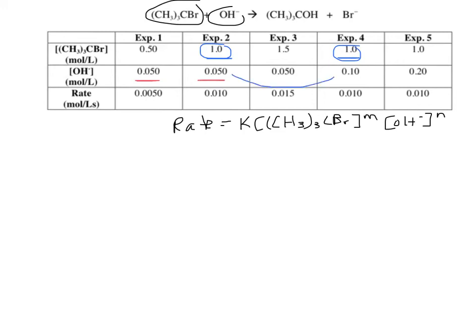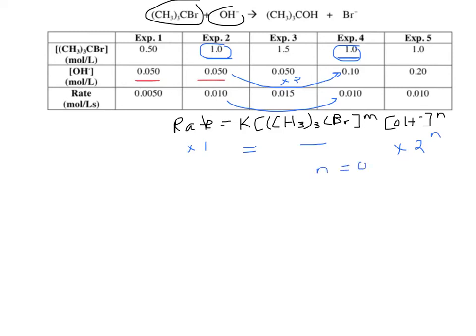And look, it doubles. And at the same time, the rate didn't change at all. What does that mean? Well, this didn't change, this doubled, and the rate didn't change, so we say it's times 1. So what is N? Well, it's 0. 2 to the 0 equals 1. So N equals 0.